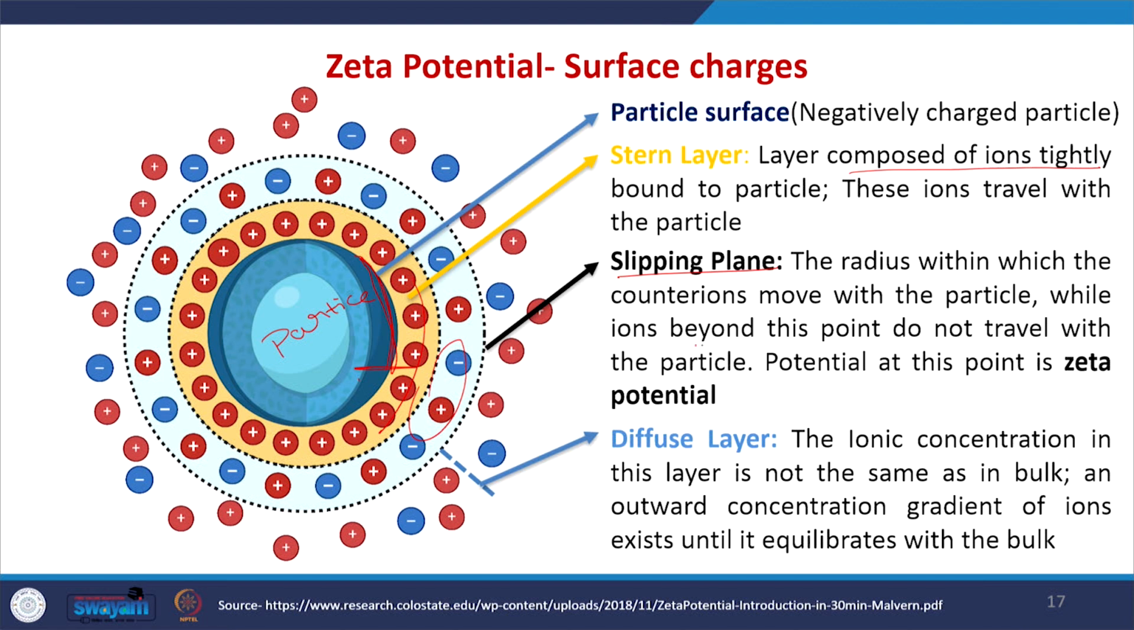And ions beyond this point do not travel with the particle, and the potential at this point is called the zeta potential. Followed by that we have the diffuse layer. The ionic concentration in this layer is not the same as in the bulk, and an outward concentration gradient of ions exists until it equilibrates with the bulk.